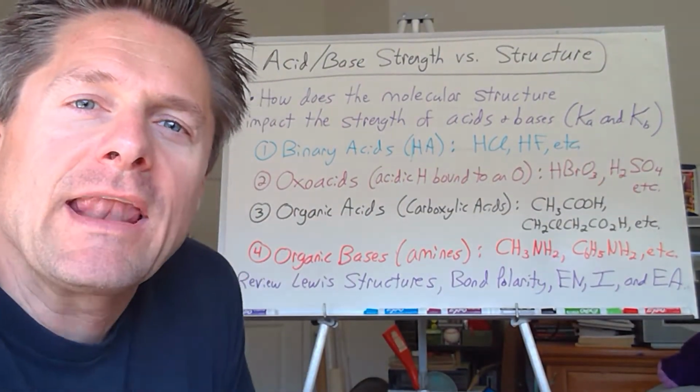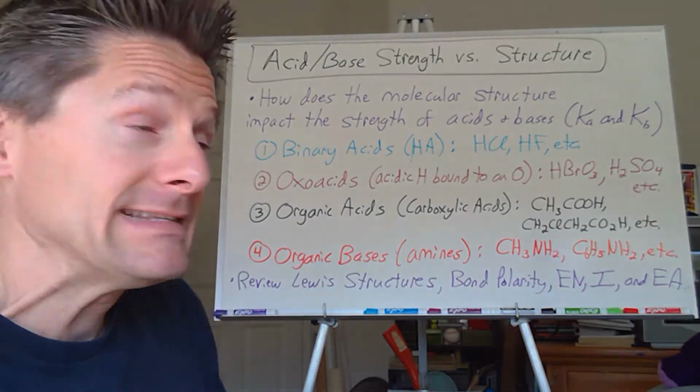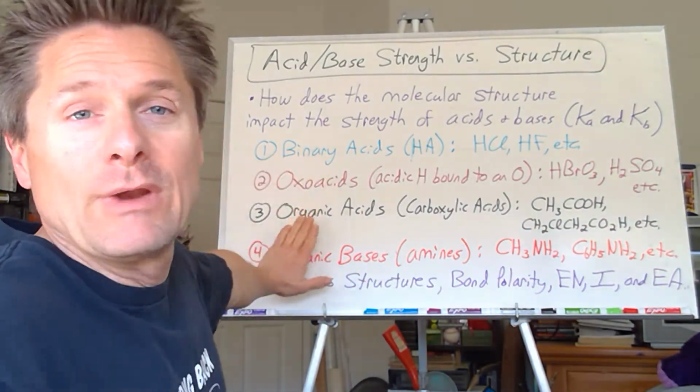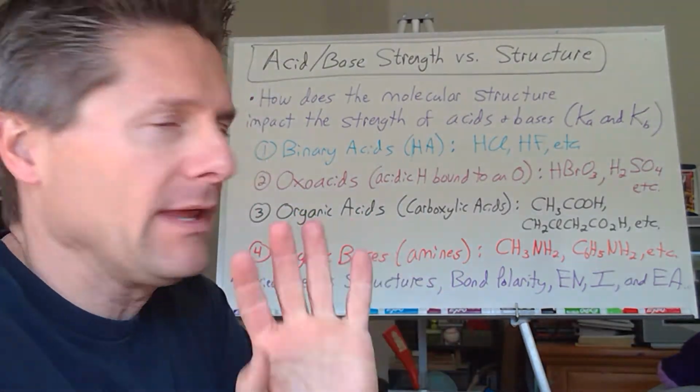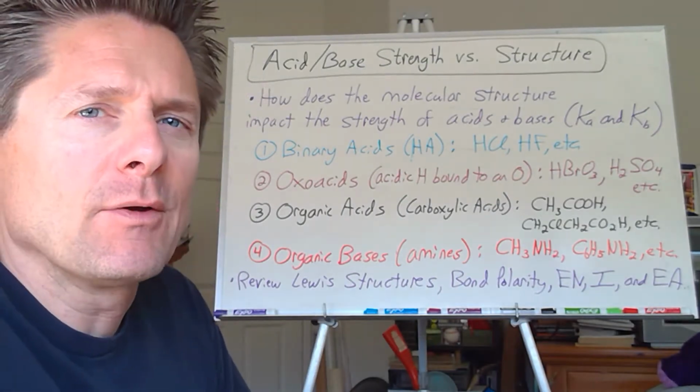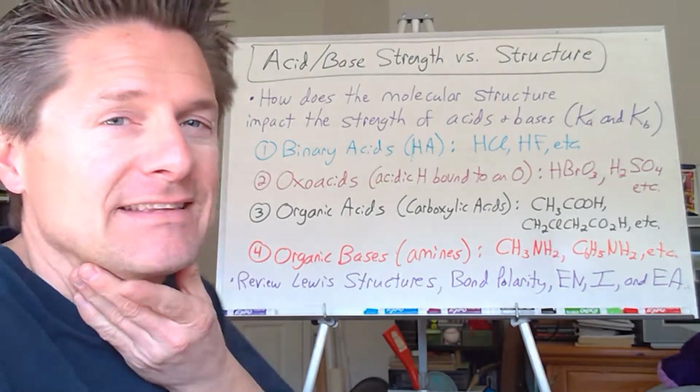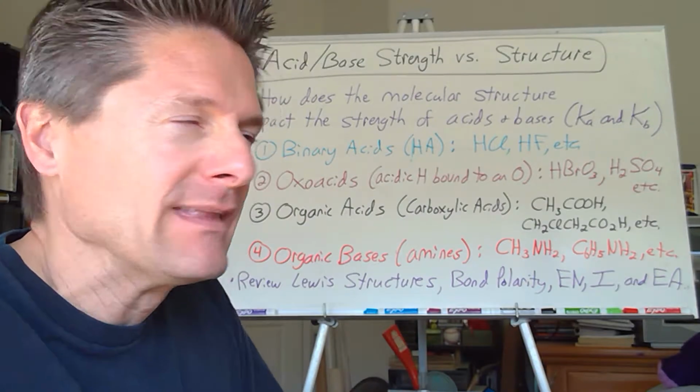All right, we're going to look at a few different types of species. We're going to look at 3 different kinds of acids and only 1 kind of base in this scenario. We're going to focus more on the acids. It gets a little organic-y for me.